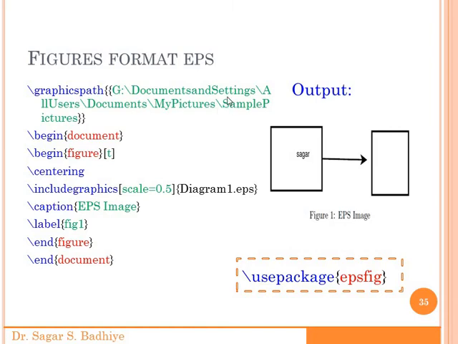So again, first of all, we need to set the path of the figure, that is, where the figure is located. If it is in the same folder, then there is no need to use this particular command. So \graphicspath, and the location where my picture is stored is written over here. Then \begin{document} and \begin{figure}, which marks the start of the figure environment, and within square brackets we place various options like t, h, p or b, which indicate the location of the figure on the page. So this t indicates that the figure will be at the top of the page.